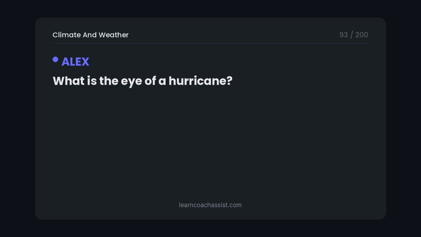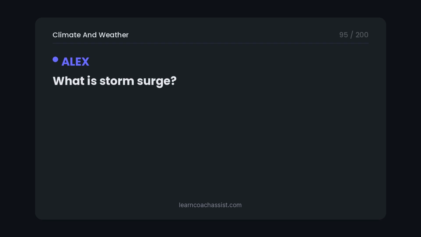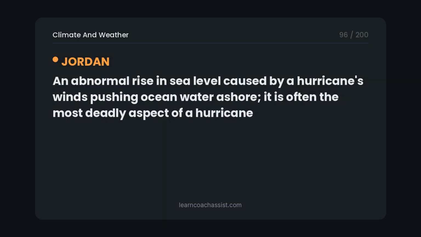What is the eye of a hurricane? The calm, clear center of the storm, surrounded by the eye wall, which contains the most intense winds and rainfall. What is storm surge? An abnormal rise in sea level caused by a hurricane's winds pushing ocean water ashore. It is often the most deadly aspect of a hurricane.